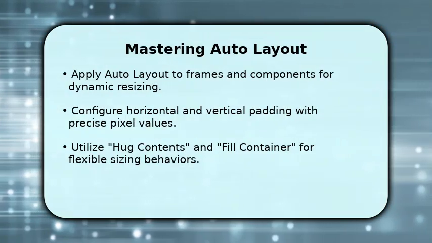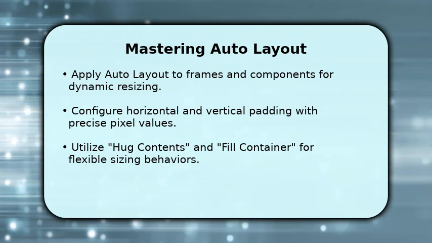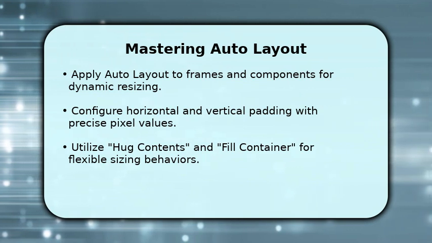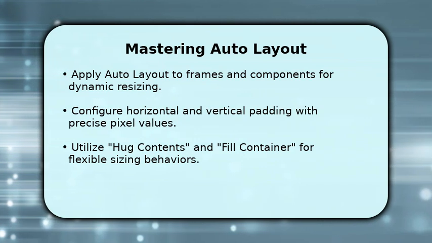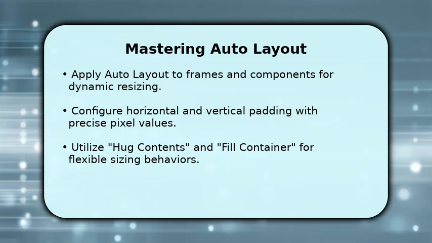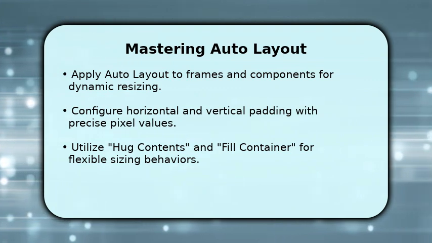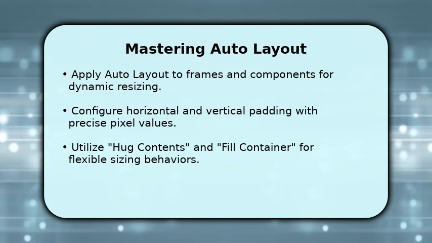Auto layout is your first key tool for responsiveness. It allows frames to automatically adjust their size based on their contents or to fill available space. You can set specific padding, like 24 pixels horizontally and 16 pixels vertically, and define spacing between items. This feature is crucial for creating buttons, navigation bars, and cards that adapt effortlessly.